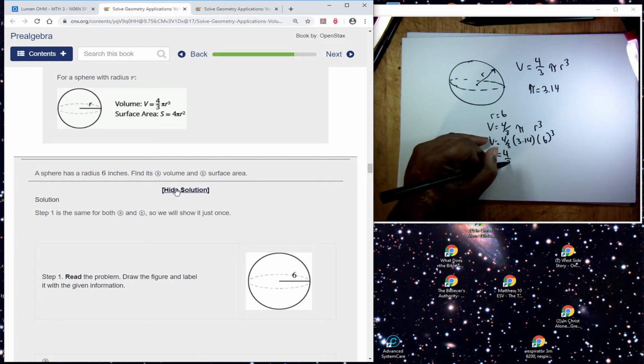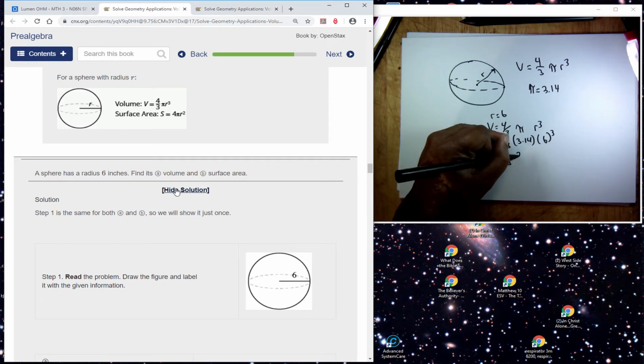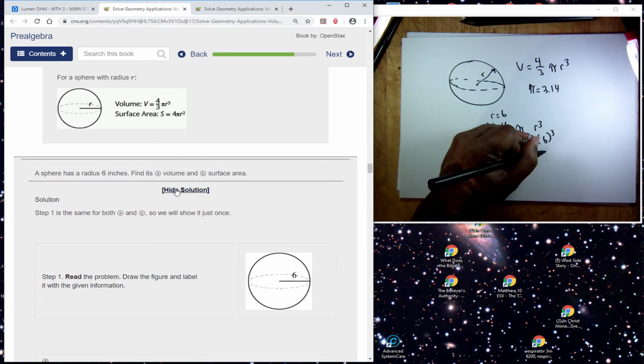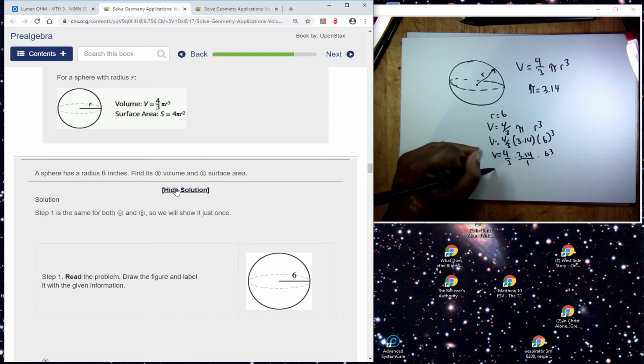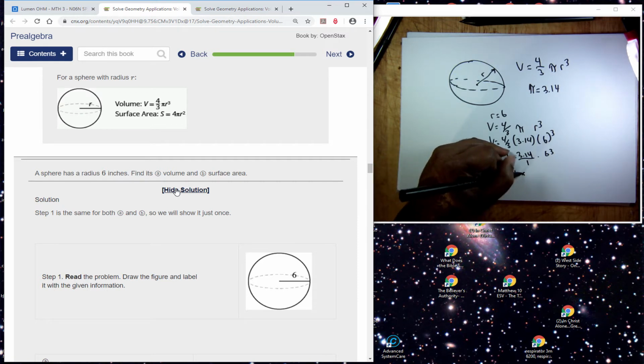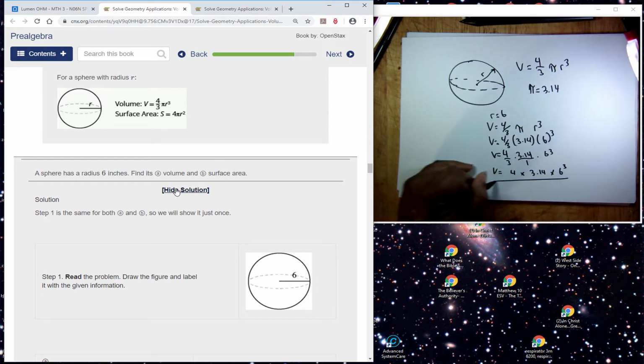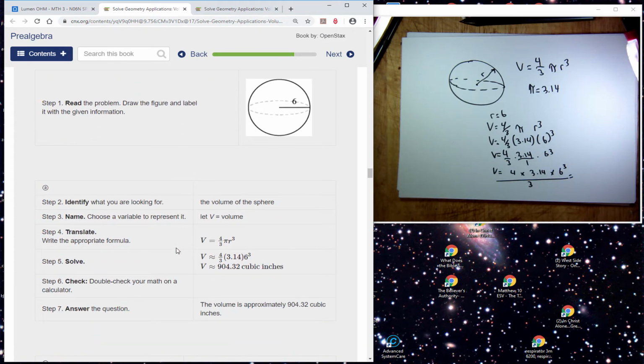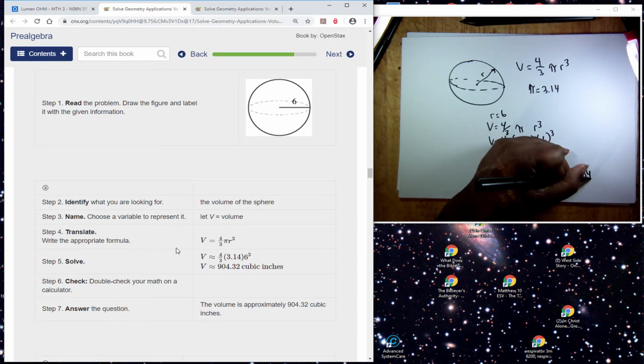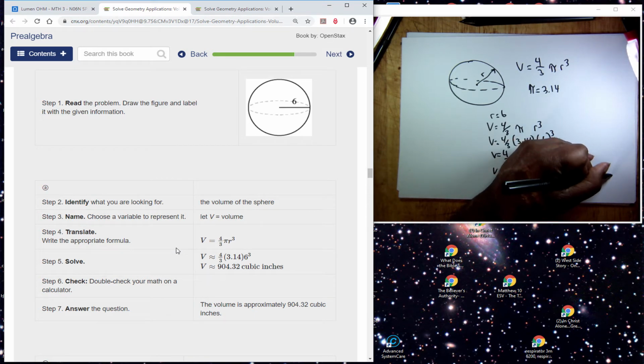So what I can do here is have times 3.14 for 1 times 6 to the third. So I'll have 4 times 3.14 times 6 to the third all over 3. Which will give me 904.32 inches cubed.